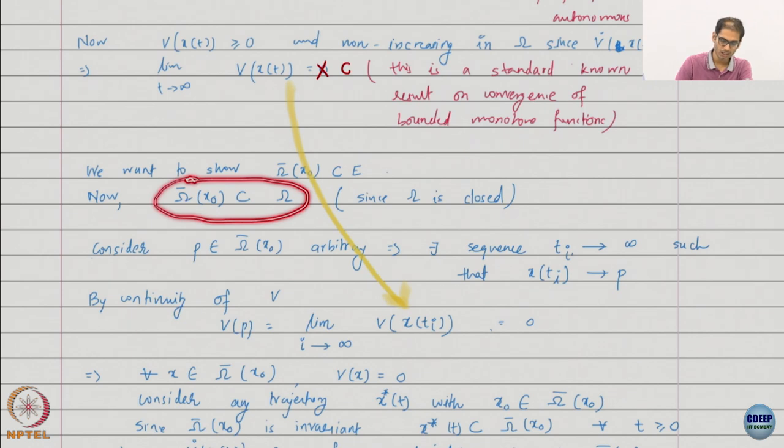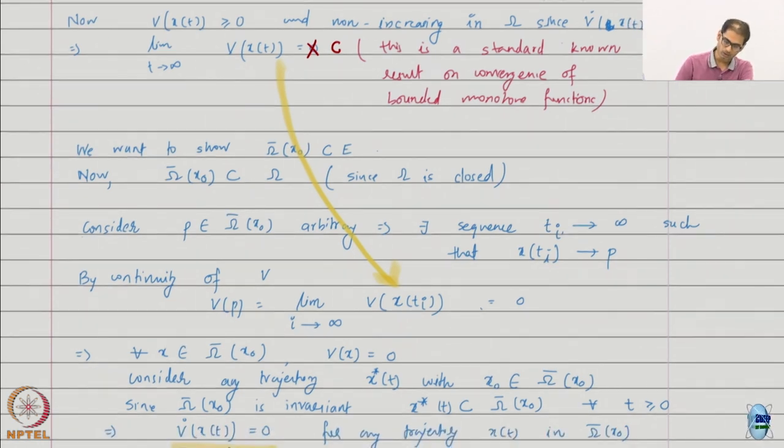I also put a nice justification. It says since omega is closed, and omega bar is the limit set, the limit set contains limit points, and a closed set contains all its limit points. This is one of the points you have noted down that you have to memorize. So, therefore, omega bar has to be inside omega. This is also just a nice justification.